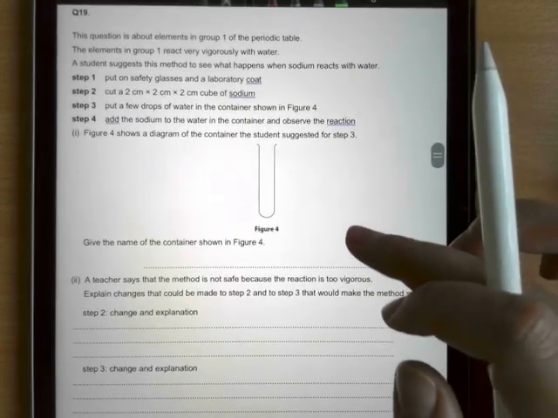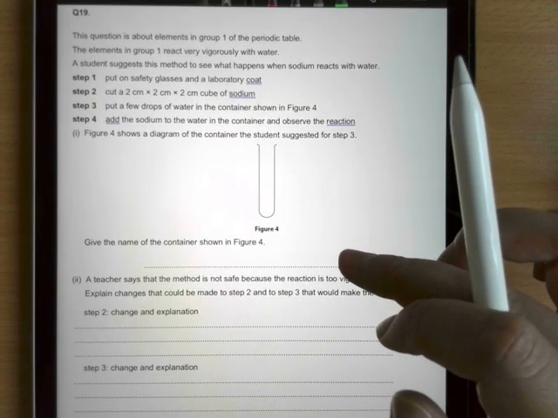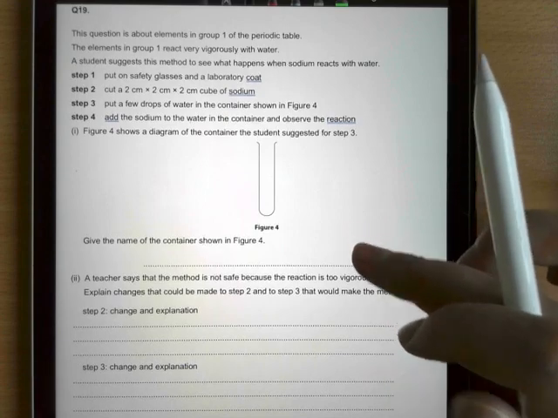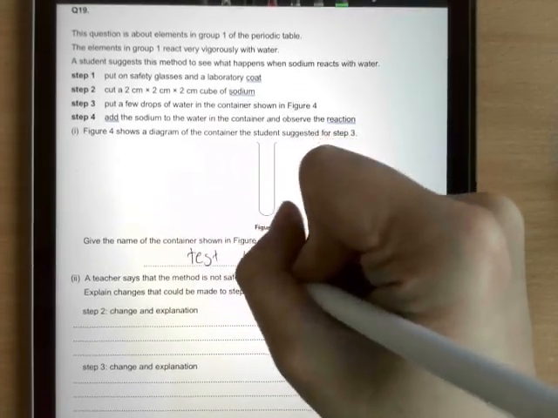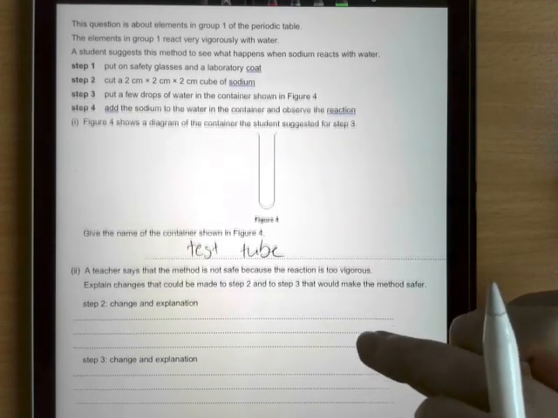Question 19 is on the same experiment. The first thing they want is to give the name of the container. Okay, so this is just a test tube. It's a small test tube. You can also call it a boiling tube.